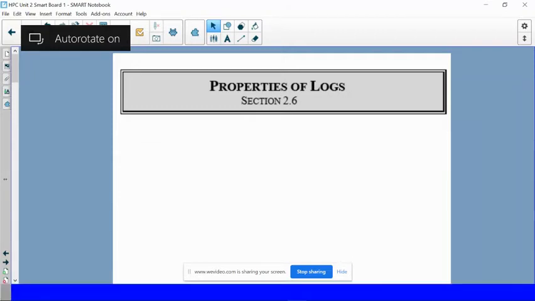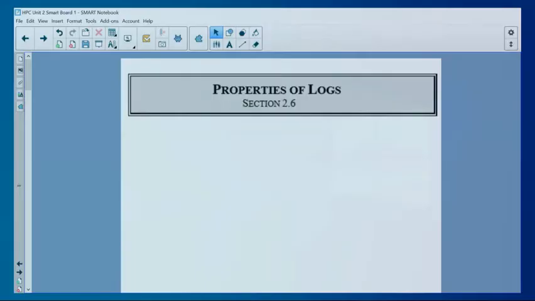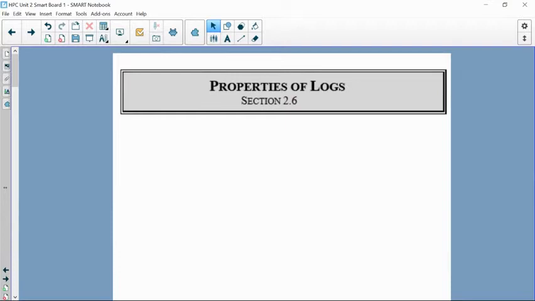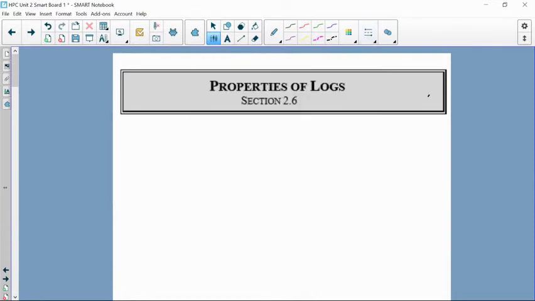Review some log properties, things that you probably learned at one time and maybe still remember or maybe not, and that's okay. Just to make sure we're all on the same page. So there's a few log properties that I want you to write down here. And again, these are all based on the fact that logs are inverses of exponential functions.